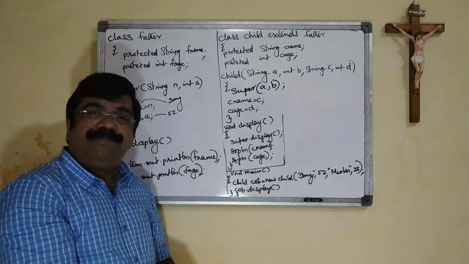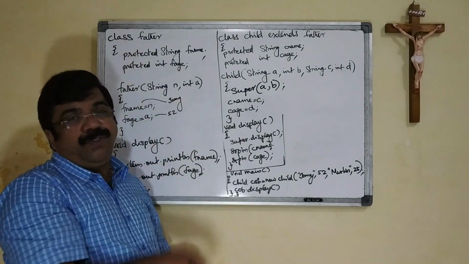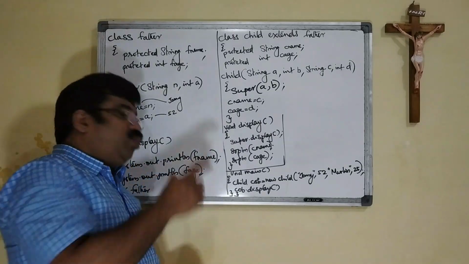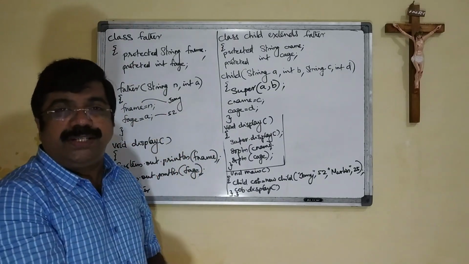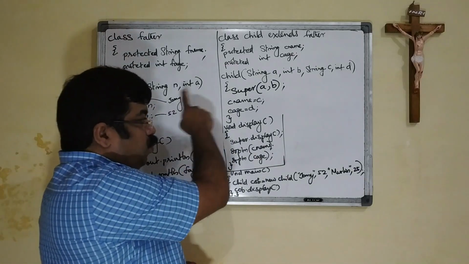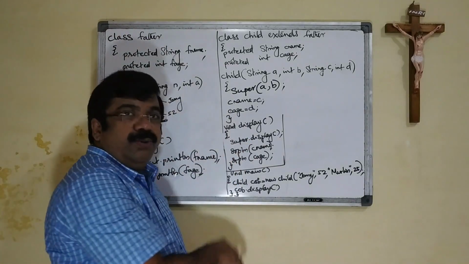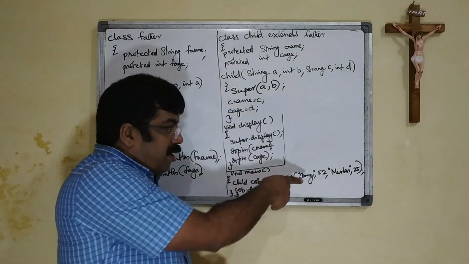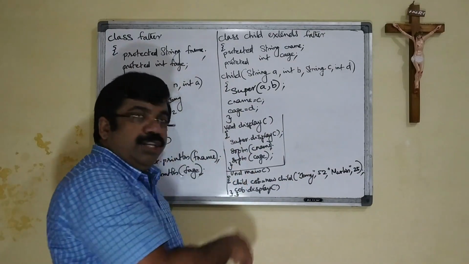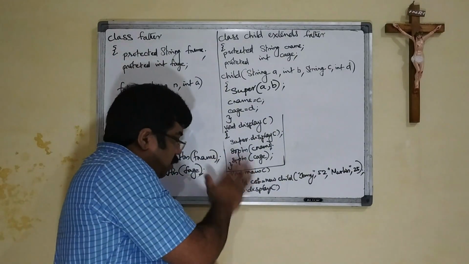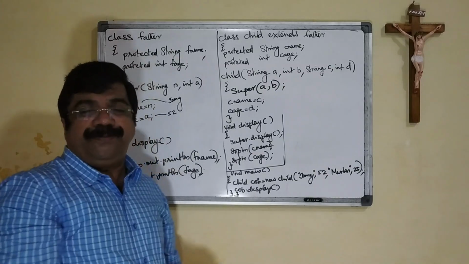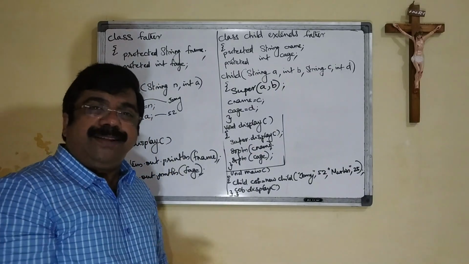Printing the father's name and the father's age. And as usual, when the function is finished, we will come back to C name, the child's name, which is Merlin, and 25. And the program is over. I think it's clear.